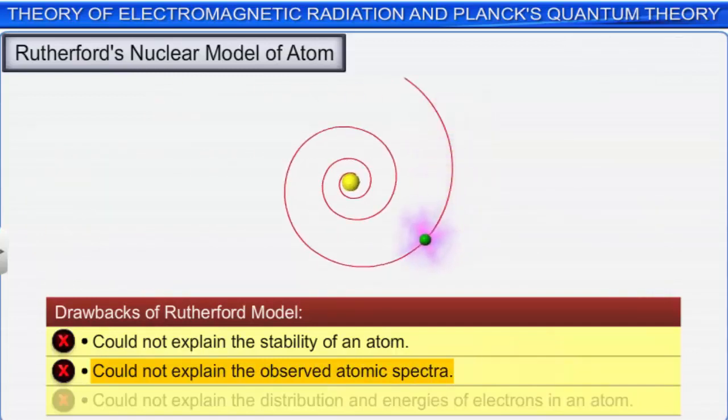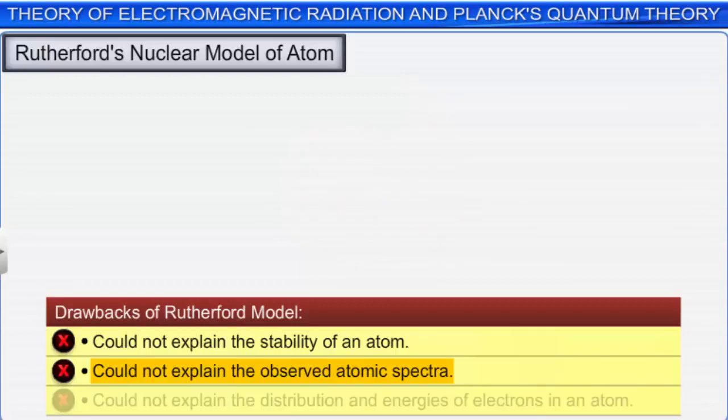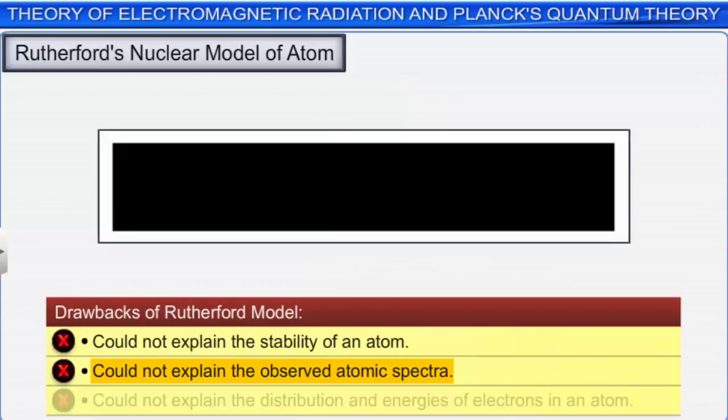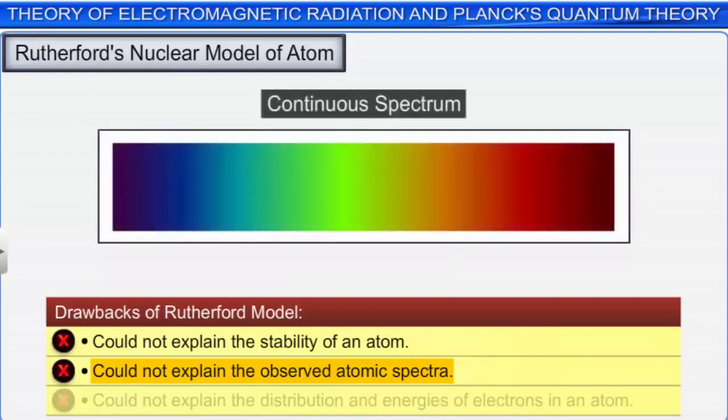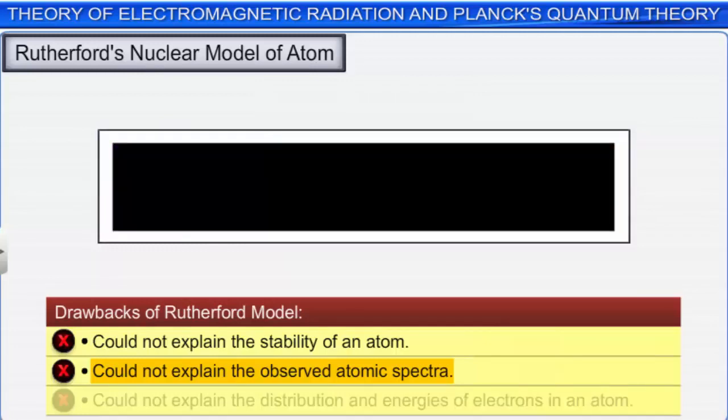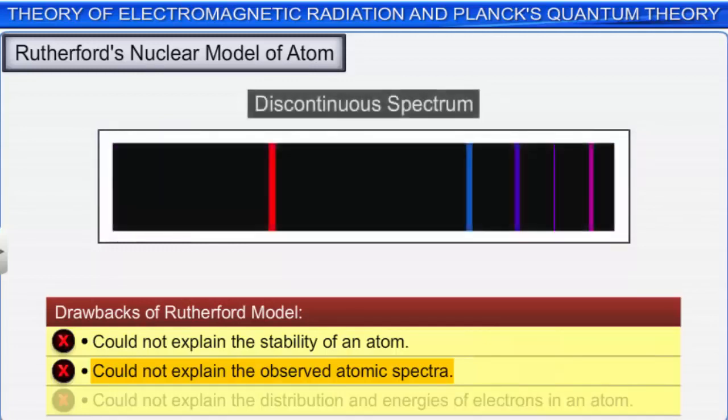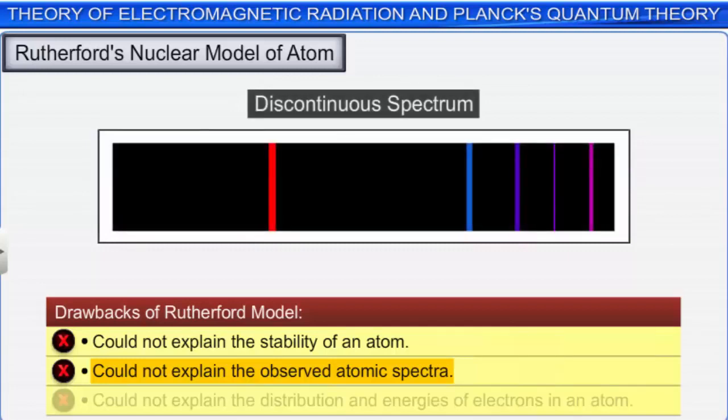This is because, according to the electromagnetic theory, an accelerated electron continuously emits energy and ultimately it falls into the nucleus along a spiral path. As the electron is emitting the energy continuously, the spectra of such an atom also should be continuous. But the spectra of elements indicate that atoms emit energy discontinuously, and hence the Rutherford's atomic model couldn't explain the observed spectra of atoms.